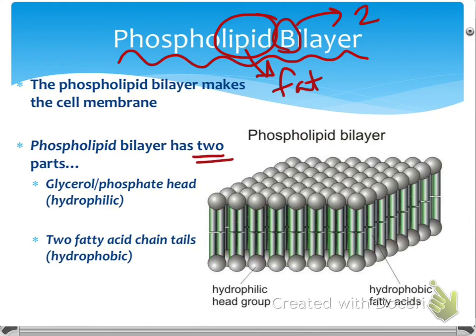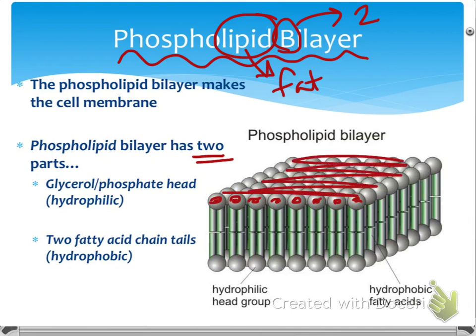So it has the glycerol phosphate head, which are all these dots you see. This is the head. It's all this whole thing, and the bottom is also the head. Then you have two fatty acid chain tails. So the tails are going to be in the middle here. So they're what face each other.